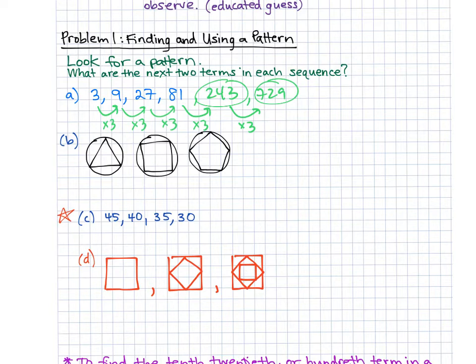We can also use this if we notice patterns in figures. Here we have a triangle inscribed in a circle, and this is 3 sides. Now we have a square inscribed in a circle. This is 4 sides. And then we have a pentagon inscribed in a circle. This is 5 sides. So the next term, our educated guess, would be 6 sides, a hexagon. 1, 2, 3, 4, 5, 6.